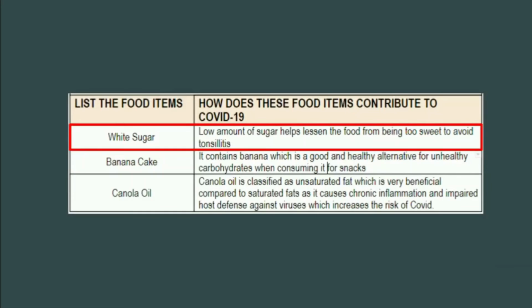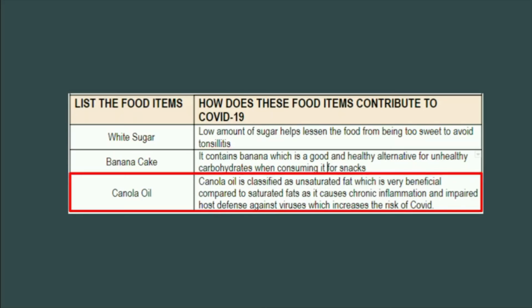So for the contributions to the COVID-19 pandemic, the low amount of sugar helps keep the food from being too sweet, to avoid tonsillitis, which is very risky for COVID. As banana is the main ingredient for banana cake, it contains a lot of healthy benefits, and it is also a good alternative for unhealthy carbohydrates. And lastly, canola oil is classified as an unsaturated fat, which is very beneficial compared to saturated fats. Saturated fat causes chronic inflammation and impaired host defense against viruses, which increases the risk of COVID.